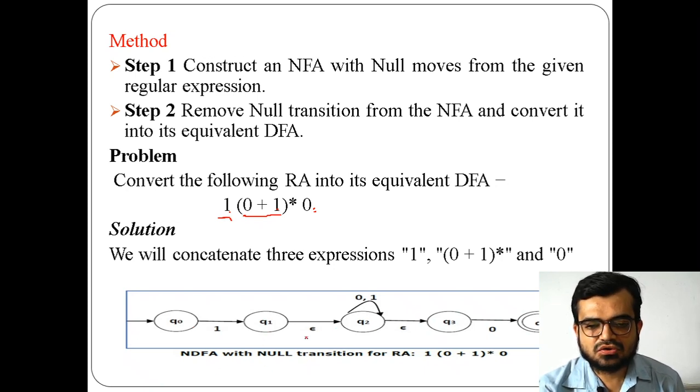Again, epsilon, you need to remove this with null transition. You can see 0 plus 1 repeating. 0 plus 1 means 0 or 1. Closure means here it is repeating. That's why in this state this part is 0 plus 1 closure.